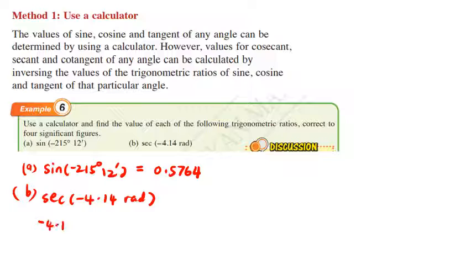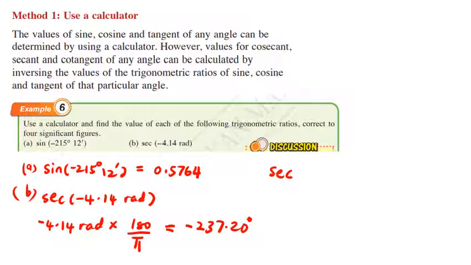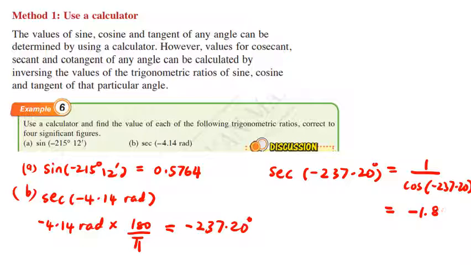So -4.14 radian times dengan 180 over dengan pi, then the answer you will get -237.20 degree. Next, baru you kena tukar -237.20 degree is a reciprocal of the 1 over cos -237.20. So masukkan dalam calculator, then you will get -1.846.